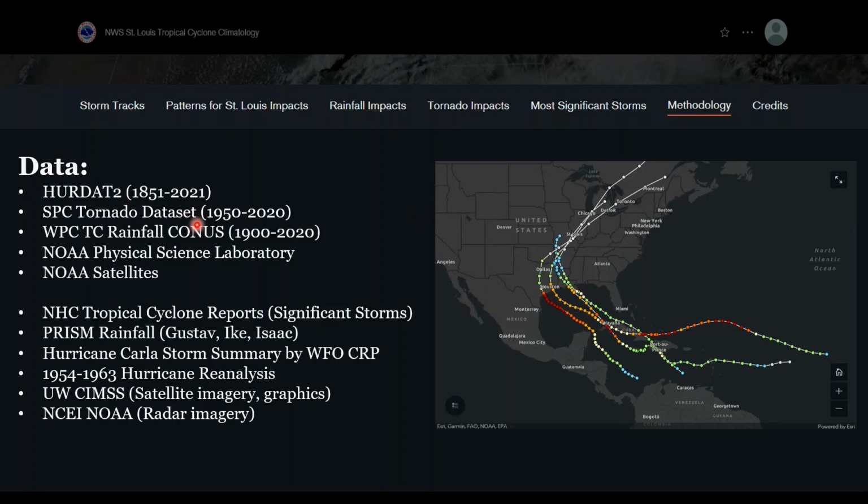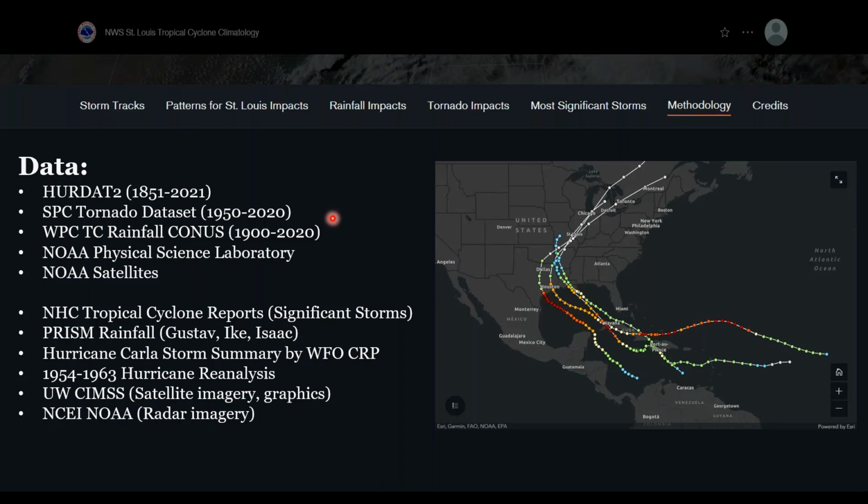TCs. The SPC tornado data set from 1950 to 2020 was employed as well. That was primarily for the TC tornadoes, and basically I wanted to just identify all of the TC tornadoes that occurred within this data set. It was a little grueling, I would say. I definitely had to get in there with a fine-tooth comb and really pull out as many of the cases that I could identify. And so that did take some time, but I definitely think it was well worth it.